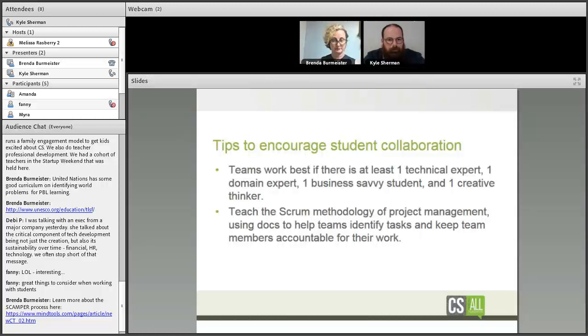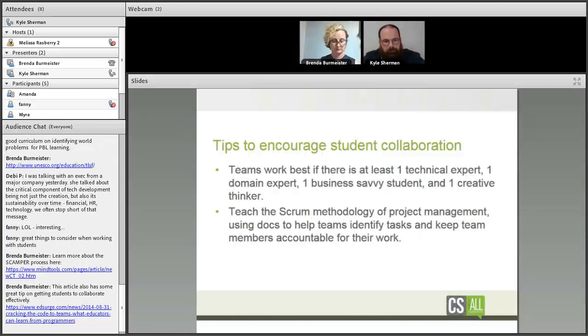You can also teach them the Scrum methodology of project management. You can find plenty of resources available on Scrum methodology. You just type in that keyword, Scrum. But this essentially helps them document and keep track of the project as they're going through it.